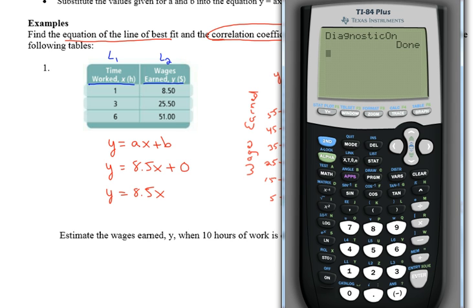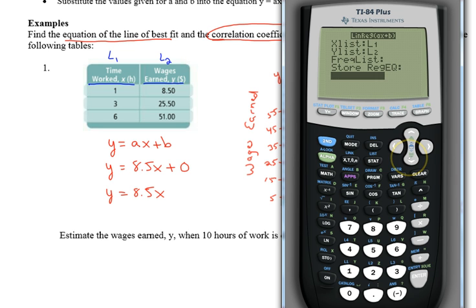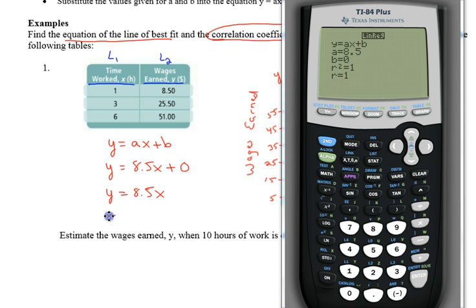Now, what we need to do is find the correlation coefficient. We find the correlation coefficient the exact same way we do a linear regression. So we're going to go over to Stat, Calculate, down to number 4, which is our linear regression. We already have our list set up. So we're going to go to Calculate and hit Enter. This time when we do the linear regression, we see the R squared and R values appear. We're going to use the R value for our correlation coefficient. And if you notice, the R value is 1.